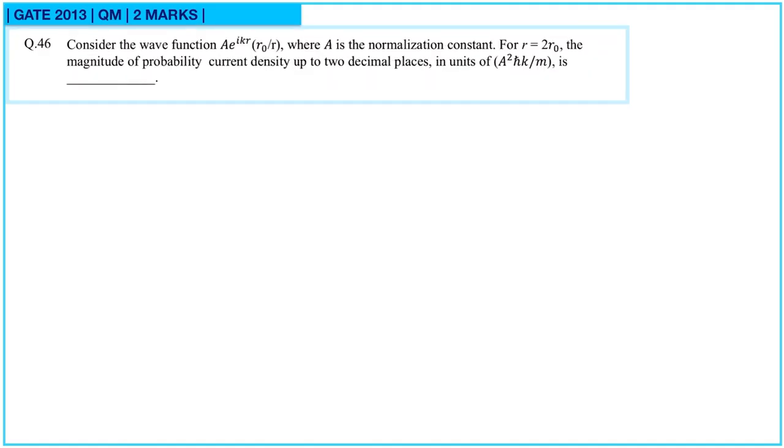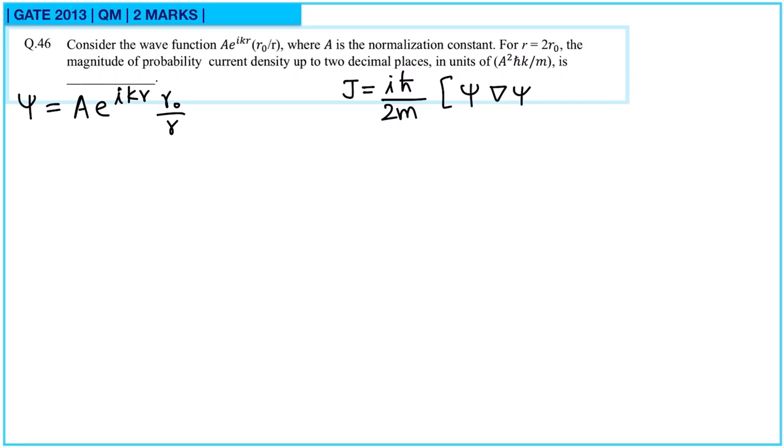Next question. Consider the wave function. The wave function is given as psi is equal to A e raised to i k r, times r naught by r, where A is the normalization constant, for r is equal to 2 r naught. The magnitude of probability current density up to 2 decimal places is. Now probability current density J is equal to i h cut upon twice m, and in bracket we have psi del of psi star minus psi star into del of psi. So we have to calculate this now.